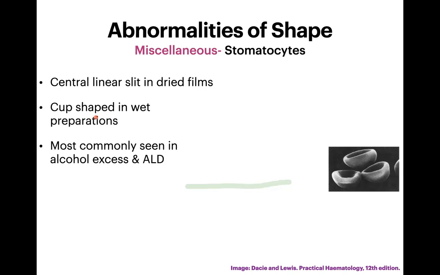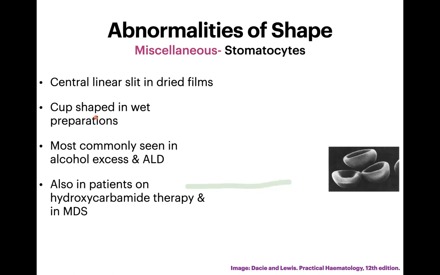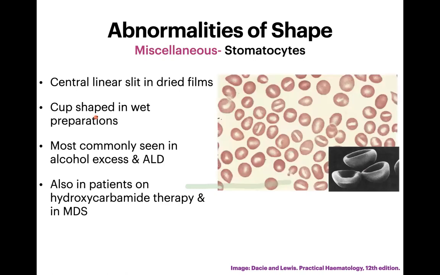They are most commonly seen in alcohol excess and alcoholic liver disease. Just remember, whenever there is an abnormality of lipid metabolism, you will find these cells. So mostly they are seen in liver diseases, all these three kinds of cells. They are also seen in patients on hydroxycarbamide therapy and patients with myelodysplastic syndrome. So here you are seeing these slit-like spaces. Again, it's an artifact. The actual shape is not like this.